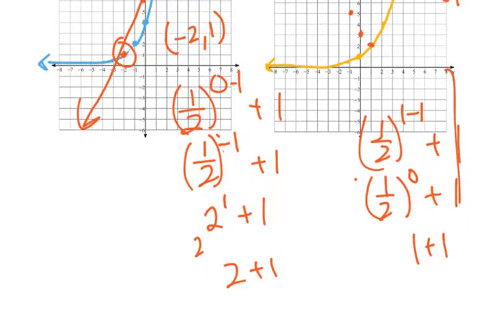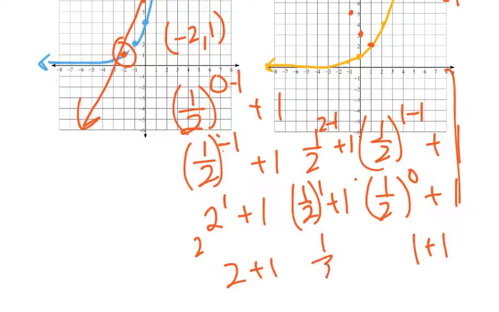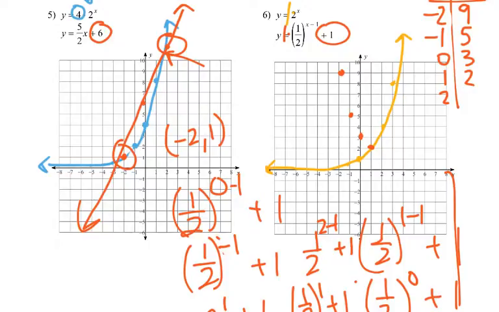And then finally, number 2. So 1/2 to the 2 minus 1 plus 1. 2 minus 1 would be 1. 1/2 to the first would be 1/2, plus 1, which is 1.5. So it would be 2, 1.5. So right about there. So you can kind of see that basic shape.